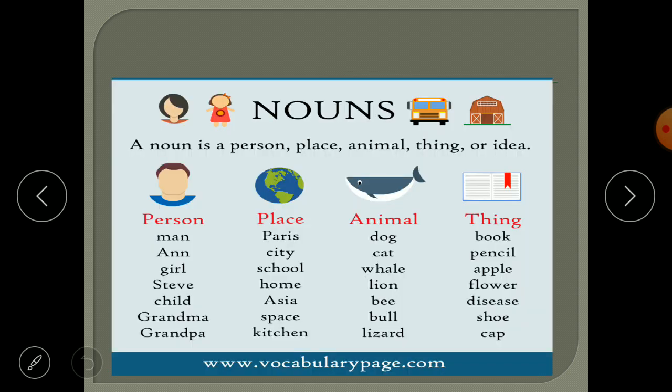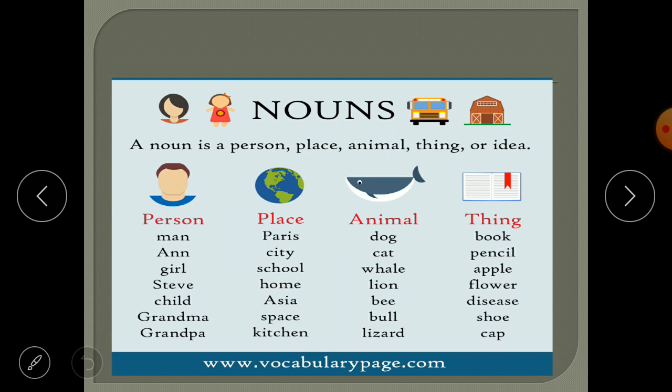Here are so many examples which you should read to understand the concept of nouns in a better way, like man, Anne, girl, Steve, child, grandma, grandpa. All these are the examples of person. Then places: Paris, city, school, home, Asia, space, kitchen. All these are the examples of place. Then we can say so many animals like dog, cat, whale, lion, bee, bull, lizard. All these are the names of the animals, and animals are also nouns.